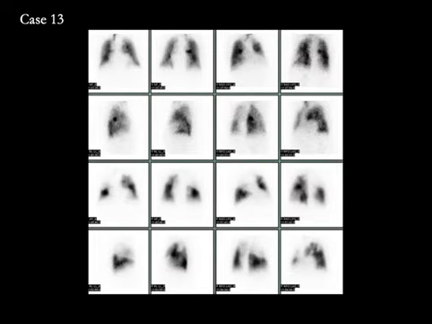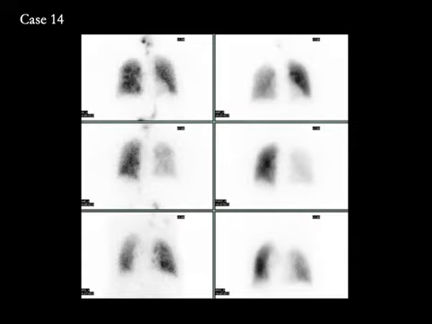Case number 13, another high probability scan. Look at ventilation anterior image, perfusion anterior image, ventilation posterior image, perfusion posterior image. Here the entire right upper lung zone shows absent perfusion compared to ventilation. When we look at the posterior oblique view, we find that apical, anterior and posterior, all three segments of right upper lobe do not show any perfusion compared to ventilation. So right away it's a high probability scan for PE.